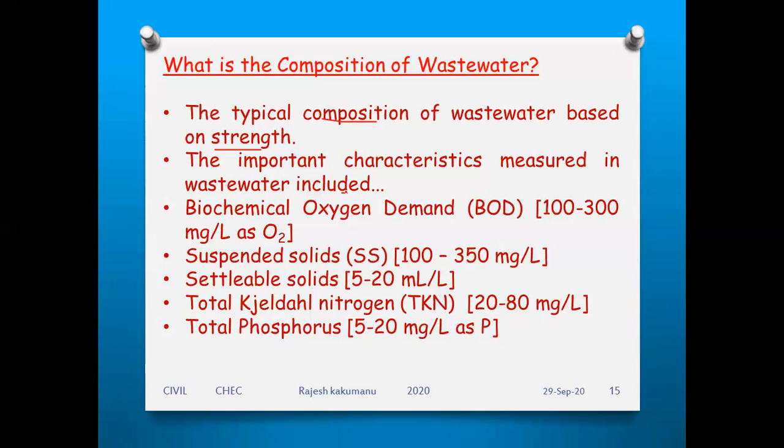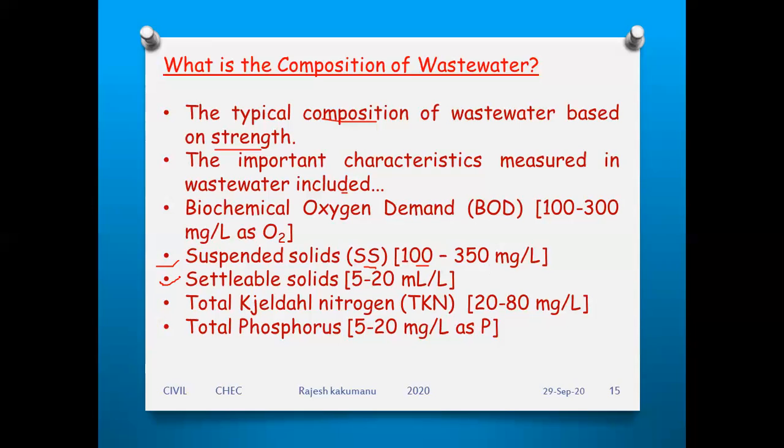Next, what is the second one? Suspended solids, SS. What is the quantity? 100 to 350 mg per liter. Next is settleable solids, that is 5 to 20 ml per liter.